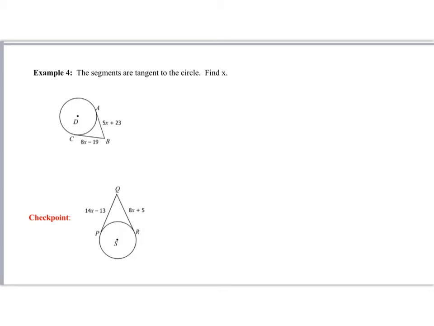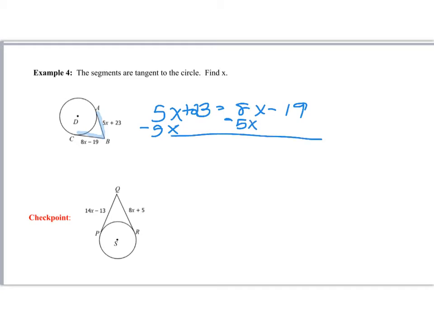Okay, these two lines right here are tangent to the circle, which means they're equal, so we just have to set those two equations equal to each other. I'm going to subtract 5x, and we get 23 equals 3x minus 19. Add 19.